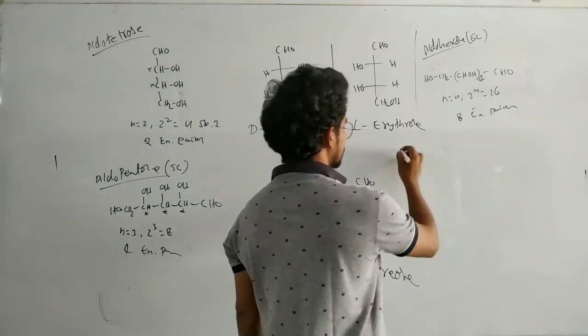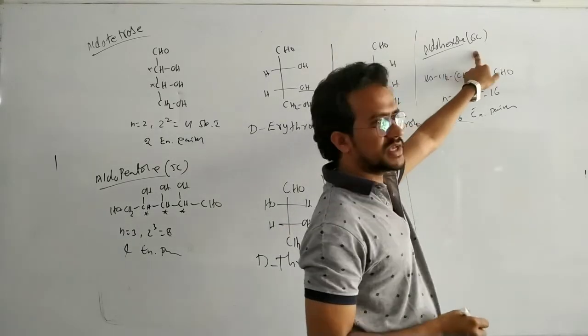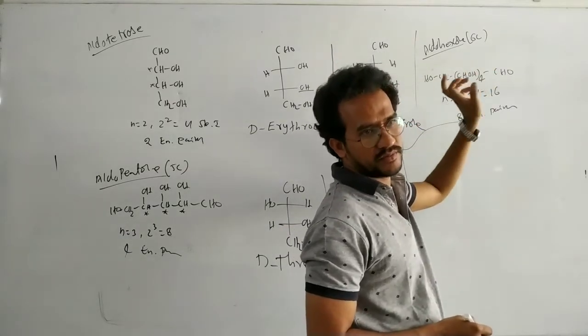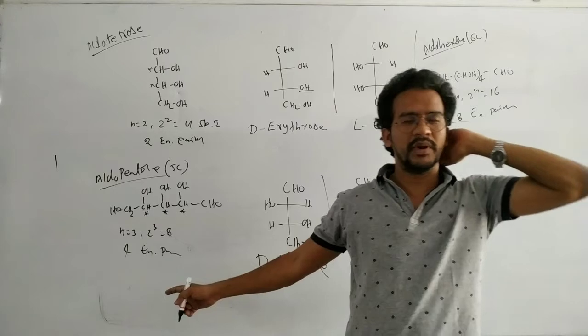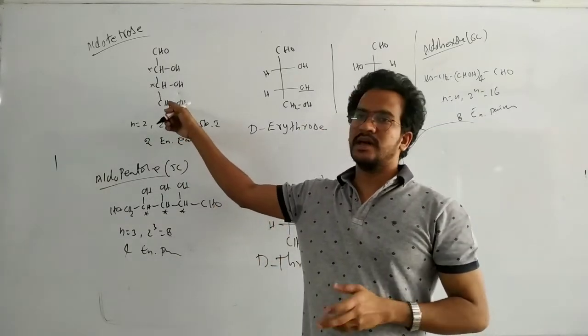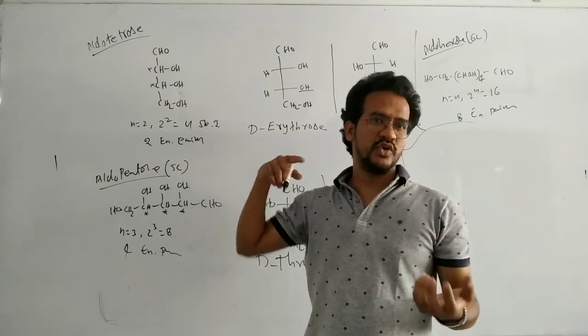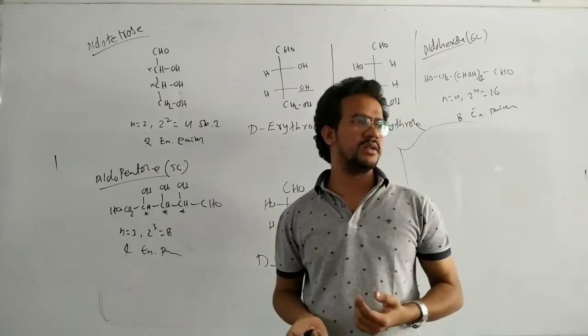Aldohexose: total carbons 6, number of chiral carbons 4. Total carbons 5, chiral carbons 3. Total carbons 4, chiral carbons 2. That means just subtract 2 from the total number of carbons to get the number of chiral carbons.